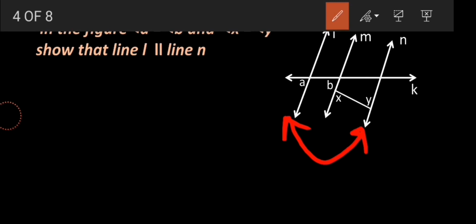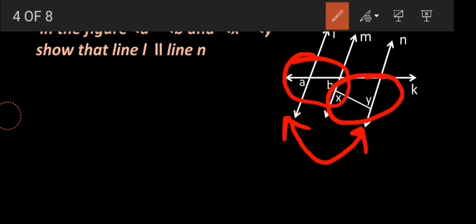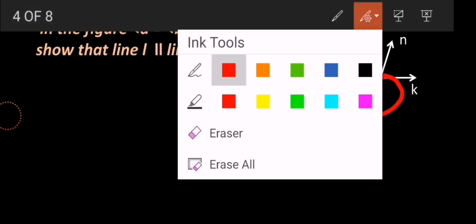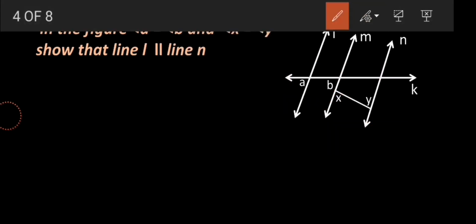That means I must utilize some test. But if you observe, there is no direct link between line L and N using the angles. Now what are we given? A and B are corresponding angles if you observe them, and over here X and Y are alternate angles for lines M and N. So as we have got certain clues, let's put them in action and see what happens ahead. So here we are with our clues.